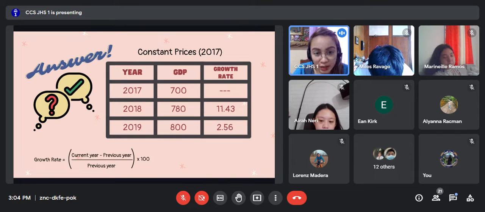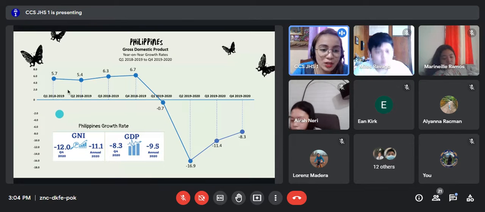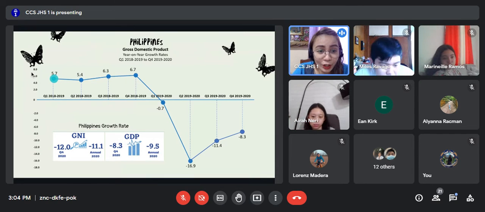So let's have a real world example for that. We will use the data of the Philippines GDP from 2018 to 2020. As you can see here, before the pandemic, we still had a positive growth rate.